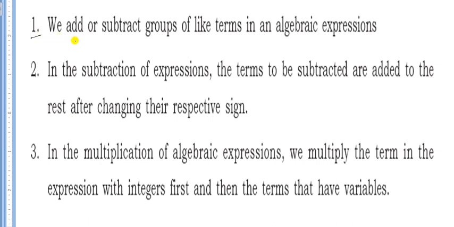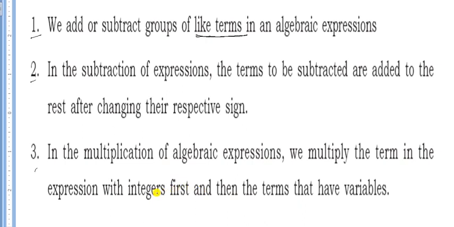So the first rule of this one: we add or subtract groups of like terms. Always remember it is like terms in an algebraic expression. Now in the subtraction of expressions, the terms to be subtracted are added to the rest after changing their respective signs. The third one: in the multiplication of algebraic expressions, we multiply the terms in the expressions with integers first and then the terms that have variables.